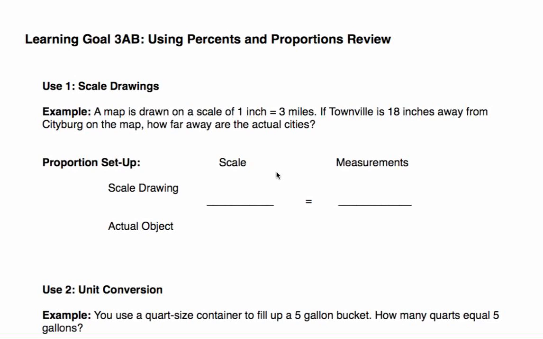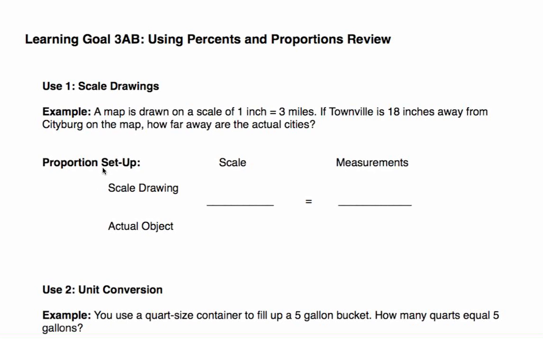A map is shown on a scale of 1 inch equals 3 miles. If Townville is 18 inches away from Cityburg on the map, how far away are the actual cities? So we're going to go from a map to an actual world distance.